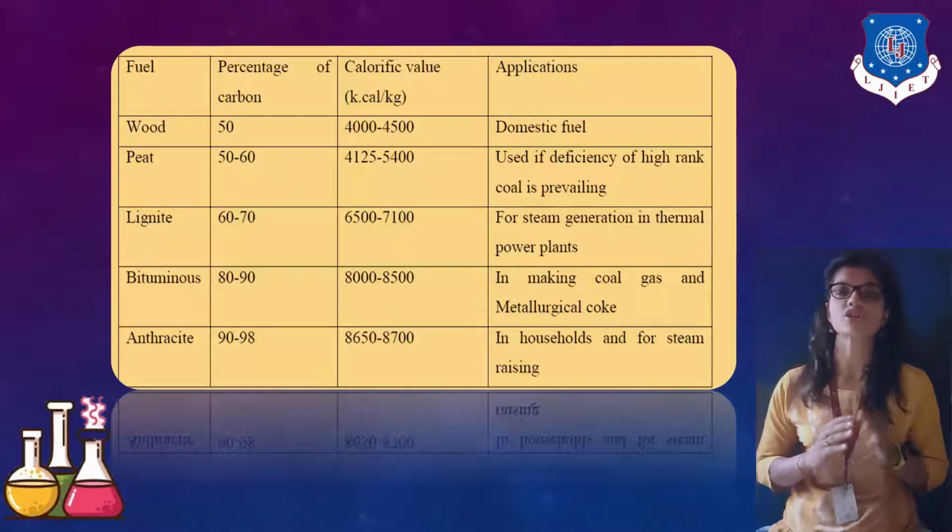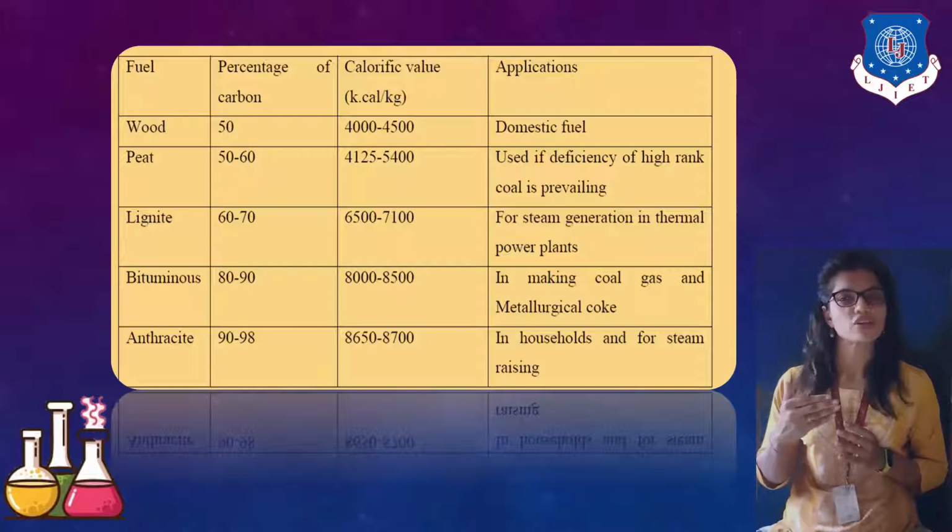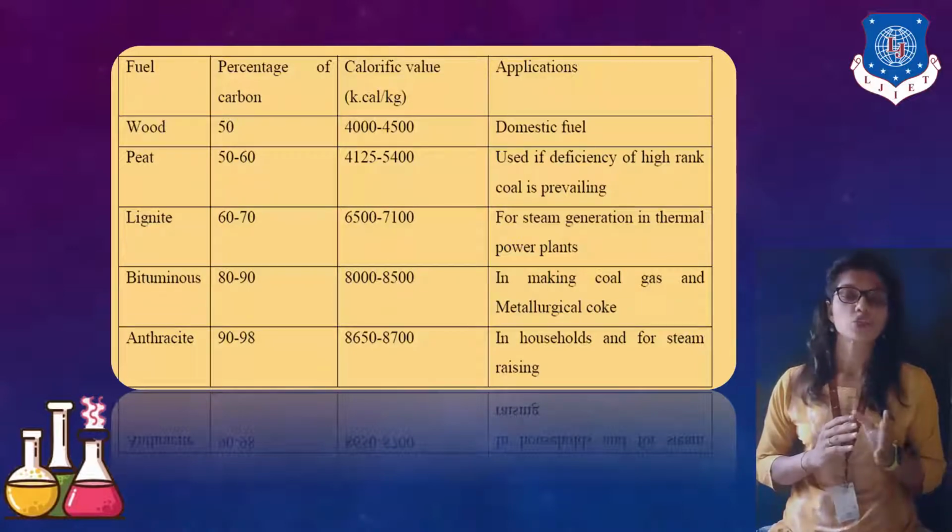Afterwards, we have the next one, which is peat. Wood gets converted to peat. Peat contains 50 to 60% of carbon. As we move ahead, the percentage of carbon is continuously increasing. Now, it will give rise to 4125 to 5400 kilocalorie per kg. As the percentage of carbon increases, the calorific value of that fuel also increases. When the calorific value of any fuel increases, its usage also increases. So, it is used if deficiency of high rank coal is prevailing. If we don't have anthracite, then we can use peat.